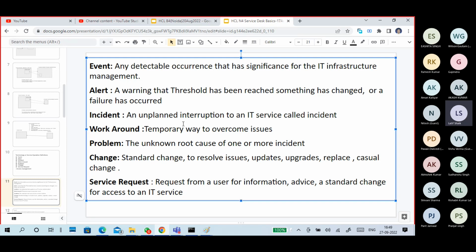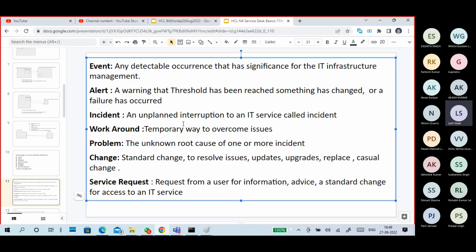When an incident occurs and you note down that this is the incident, then what do you do? Workaround. What is a workaround? Fixing the issue. Very simple, guys. An issue occurs, that is an incident. Any issue is an incident only. An issue occurs, what will you do? We'll fix it. So that is a workaround.